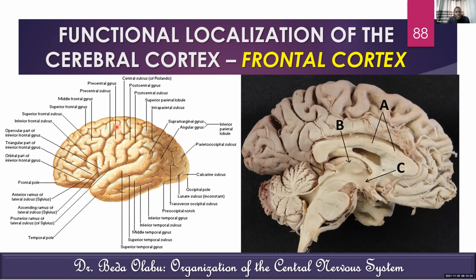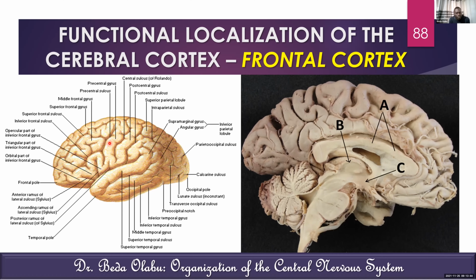So there's a sulcus there. And if you have a sulcus there and another sulcus here, then these are gyrus. This gyrus comes in front of the central sulcus. So we call it the precentral gyrus. That is one of the gyri we're going to talk about.